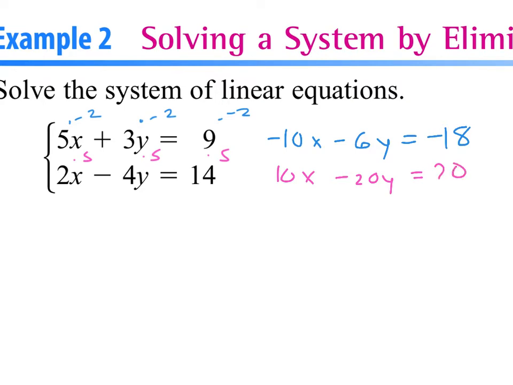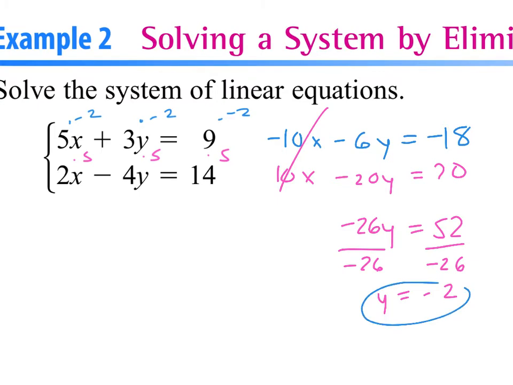Can we combine our two equations now? Yep. So what happens to the x's? They cancel. What's negative 6y minus 20y? Negative 26y. And then what's negative 18 plus 70? 52. What do we do next? Divide both sides by 26, so y is equal to negative 2. Perfect. How do we find the x? Plug it in.